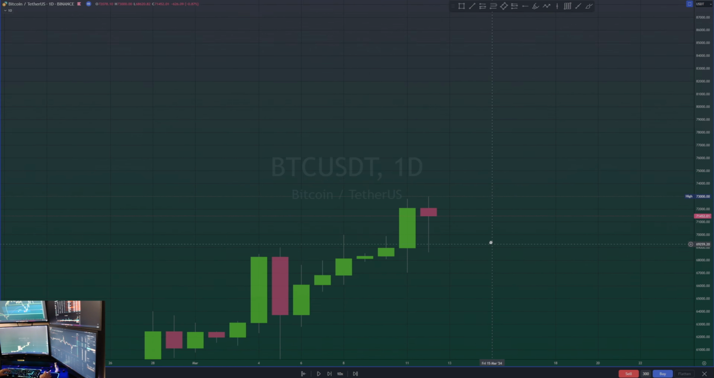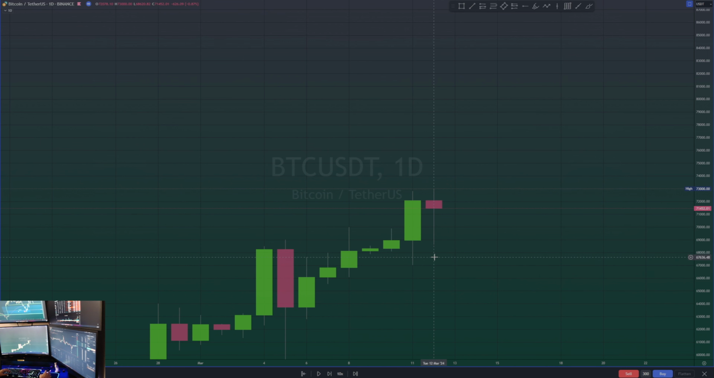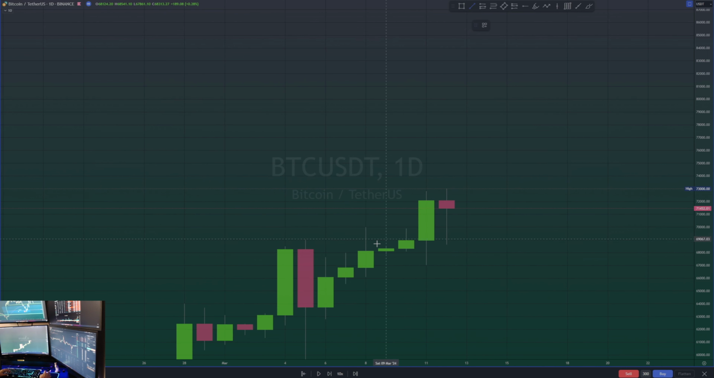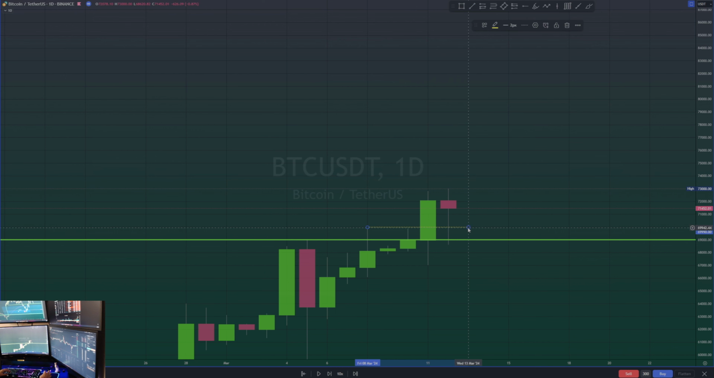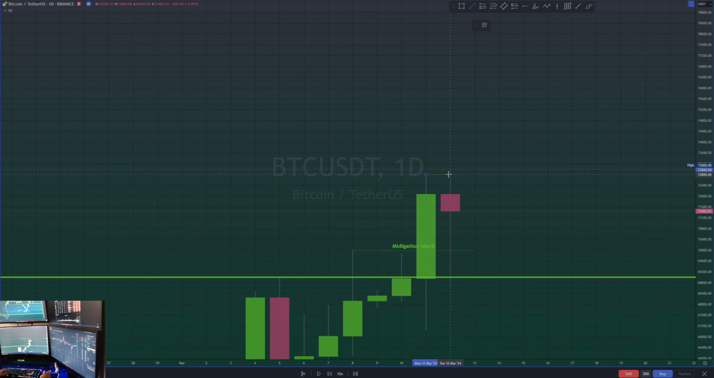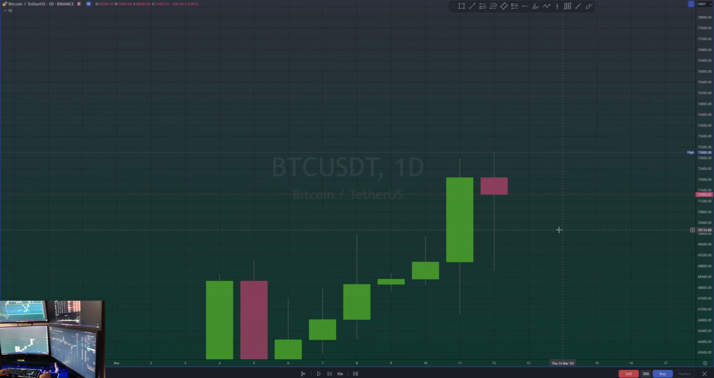What I noticed on the daily time frame was this high here, which we can use for a mitigation block. Also, yesterday's high was still not broken here, so we are going to mark it as buy side liquidity. And this is all for the daily. So let's go to the 4-hour time frame.